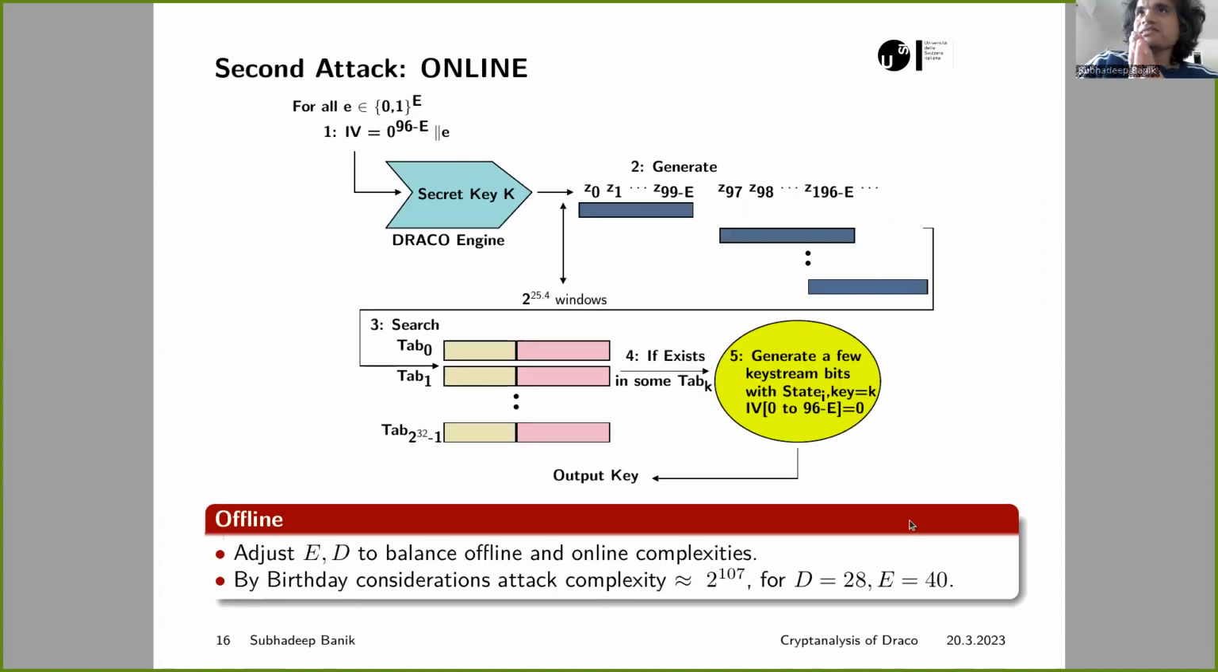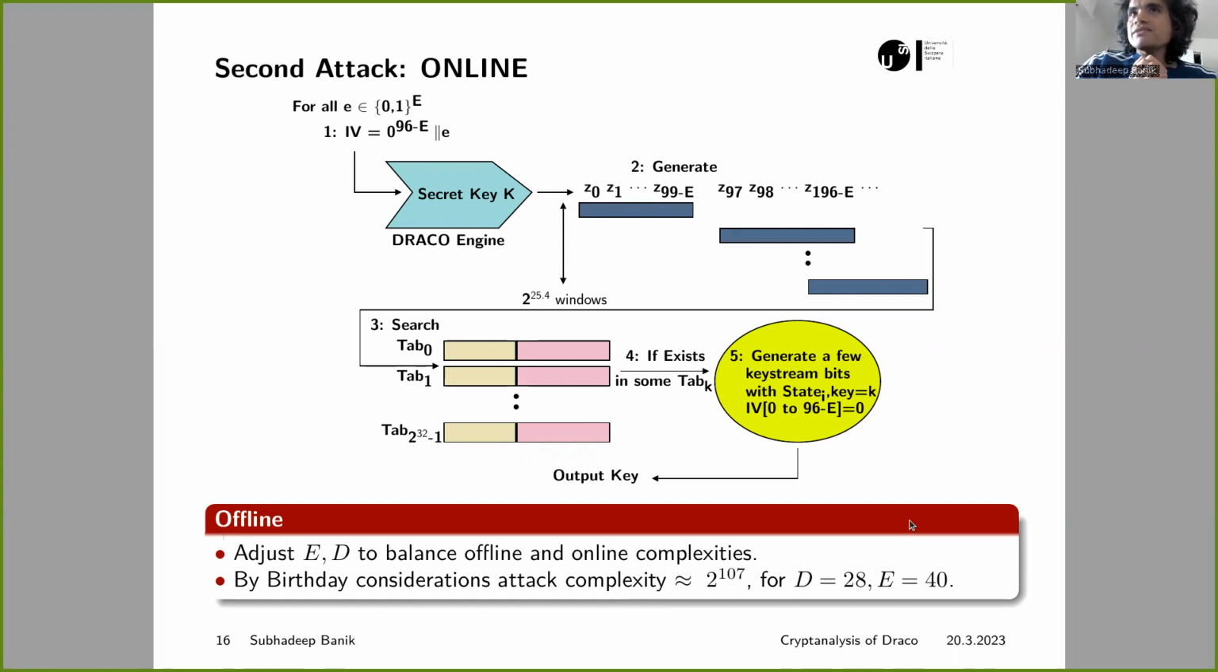The online stage is exactly similar. We take all IVs of the given form in which the first 96 minus capital E bits are 0. And then we take all 100 minus E bit keystream windows and see if they exist in any one of the 2 to the power 32 tables. And the rest is exactly similar as the previous attack. If you find the match, then you can generate a few more keystream bits to check if the generated and the extracted keystream bits match, and output the key. Otherwise, move on to the next candidate.